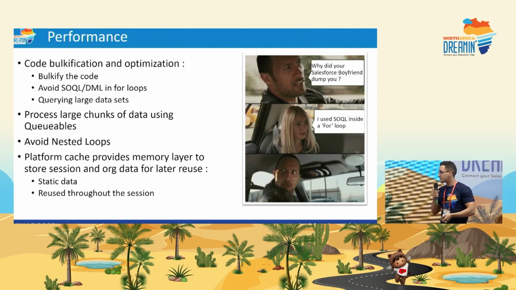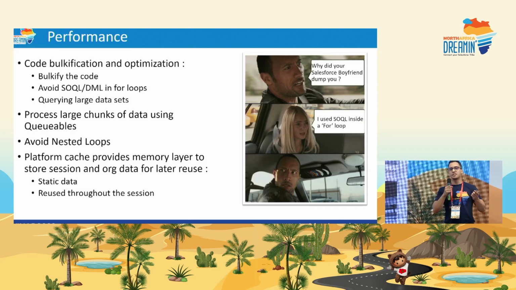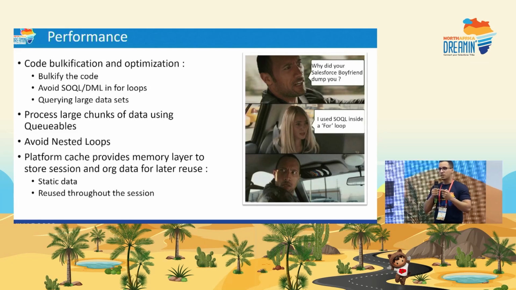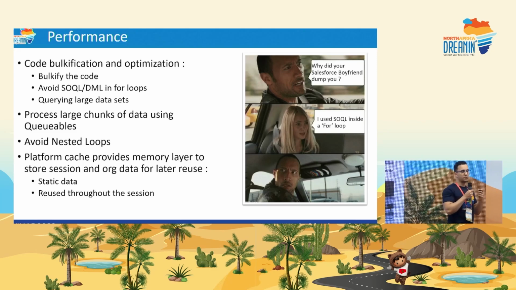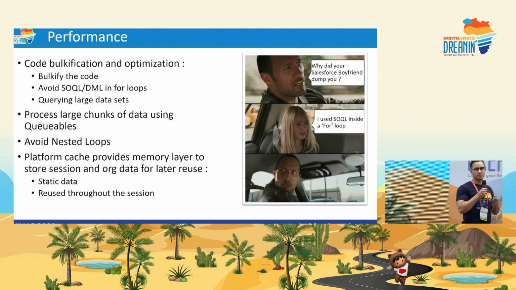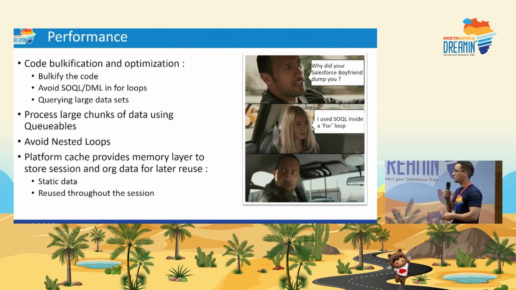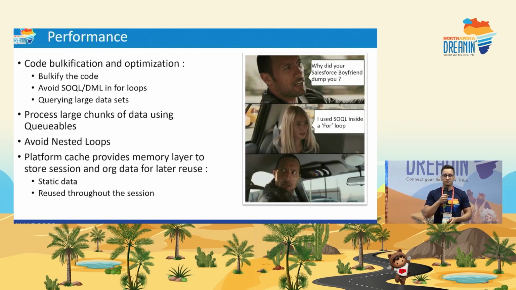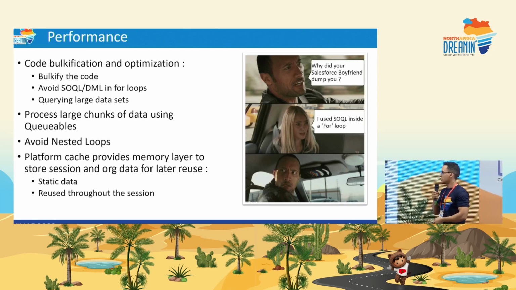Process large chunks of data using queueables, which is a very nice feature that Salesforce introduced in the latest releases. Avoid nested loops, because sometimes in some scenarios it's unavoidable. We will have to use many loops, but just try to avoid them. And here the architecture comes in handy, so if we have a very steady architecture, avoiding nested loops is gonna become very simple. And finally, we can use the platform cache from Salesforce that will provide a memory layer. And yeah, it's gonna be also a very easy way to use data without querying a lot of it every time.